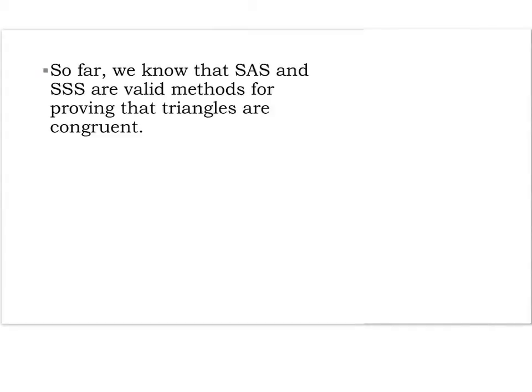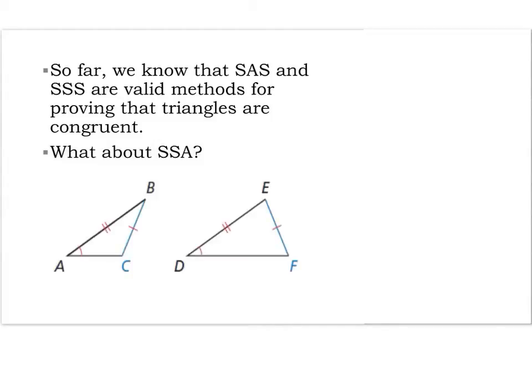So far, we know that side angle side and side side side are valid methods for proving that triangles are congruent. What about SSA? So side side angle. Well, here's a picture that looks like it's a counterexample, because we have an obtuse scalene triangle here with 2 congruent marks on the acute scalene triangle, and matching second side and a non-included angle. A non-included angle means it's not between the 2 sides.